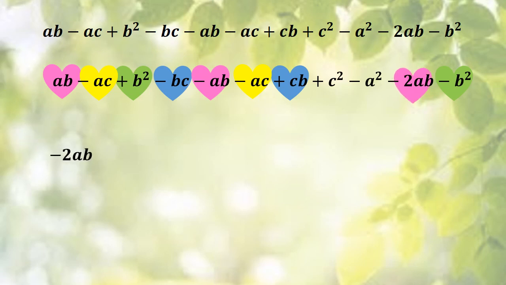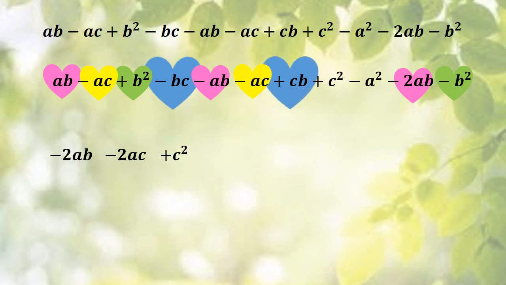So your first set of answers is going to be negative 2ab. Then the negative ac minus another ac is negative 2ac. The b squared minus b squared just falls away, and the negative bc plus bc just falls away. And what is left that we haven't dealt with? The positive c squared, which had no like terms to simplify with, minus a squared. And there is your simplified answer.